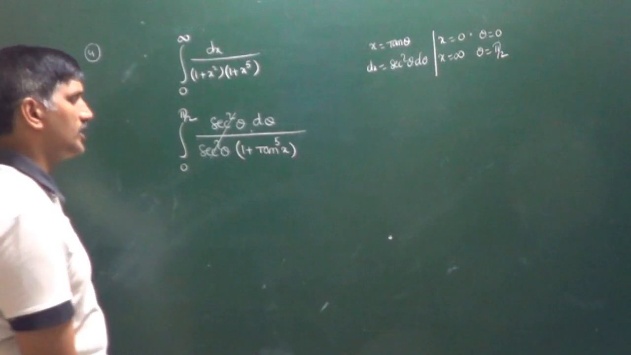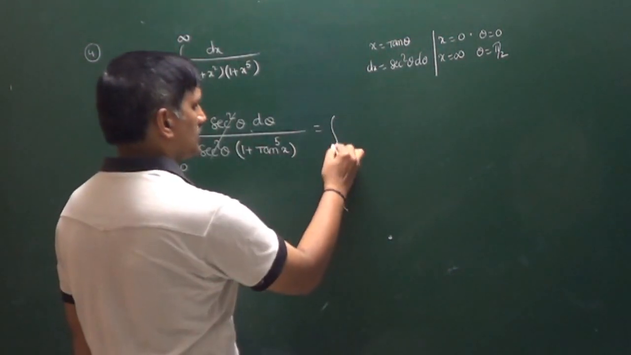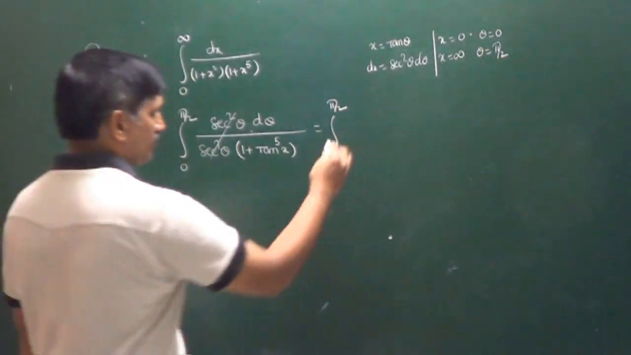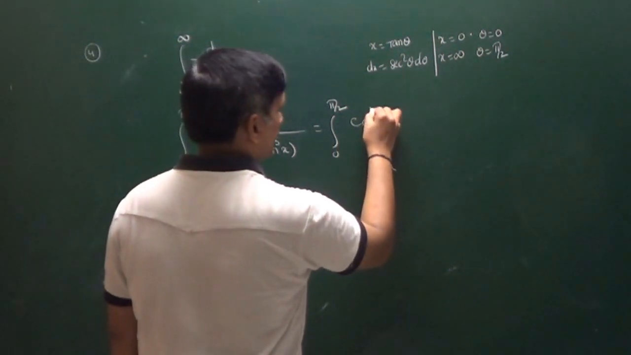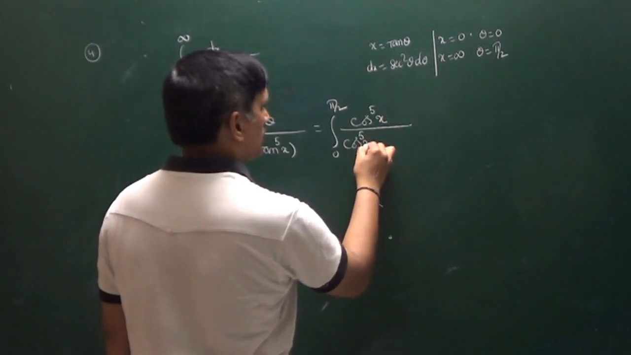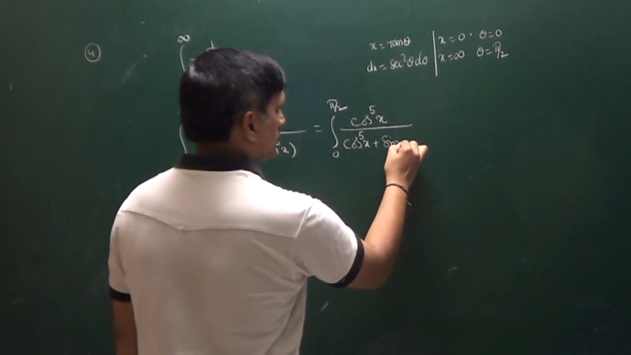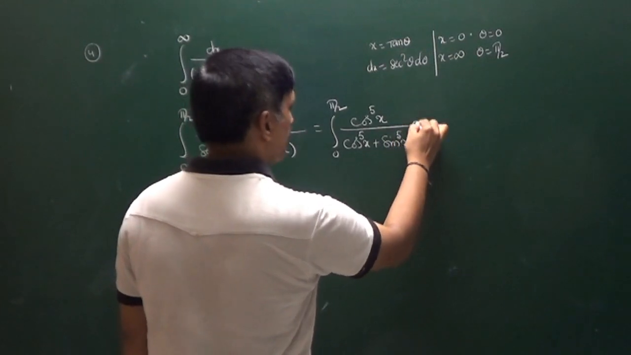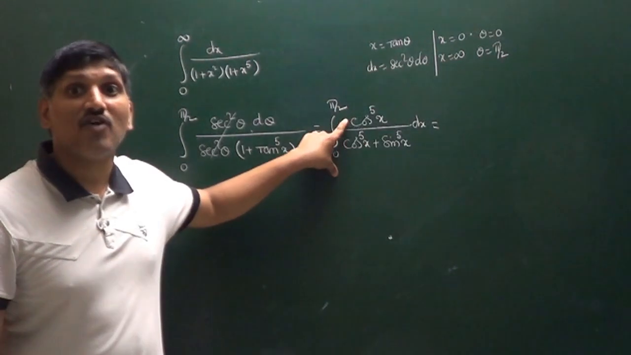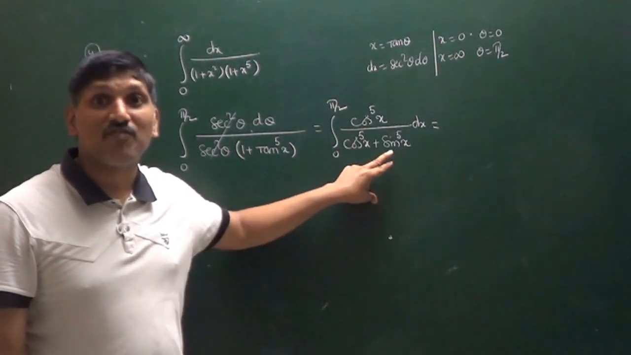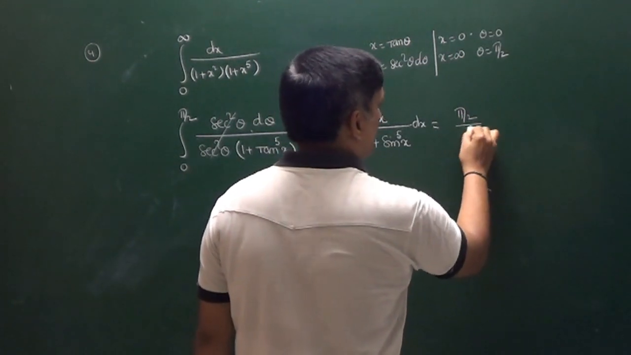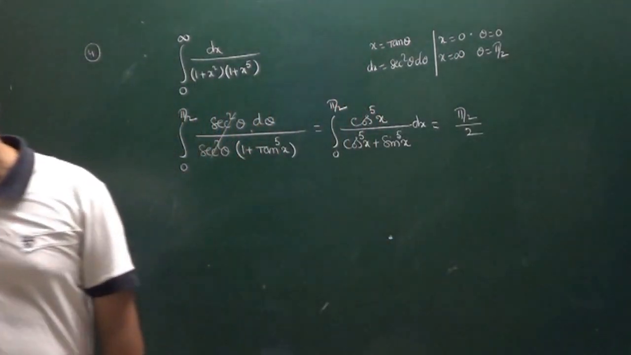Secant square theta cancels. We get the simplification as integral 0 to pi by 2 of (cos x)^5 divided by (cos x)^5 plus (sin x)^5. Yes, it is in the form of f(x) by f(x) plus f(90 minus x). So we can write the answer as upper limit divided by 2.